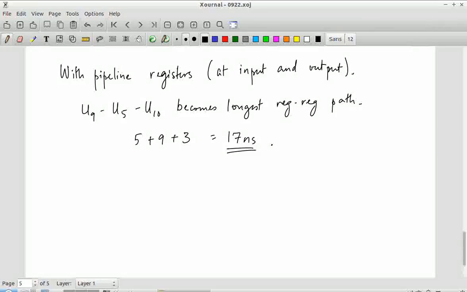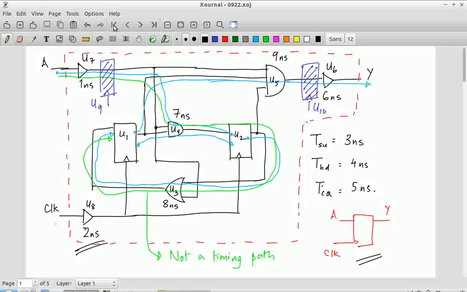So in some sense this is bad because previously I had a register longest path of 16 nanoseconds. Now it has become 17. But now let's look at what was the longest path earlier. What about the clock to output? In this new design, clock to U2 to U5 to U6 is no longer a path, because U10 is there at the output. So what is the path from clock directly to output? Clock to U10 to U6 to output. That's the only way by which the clock can affect the output.